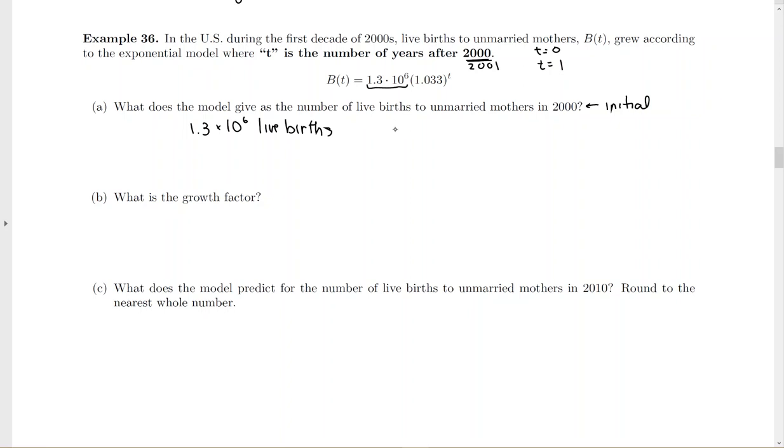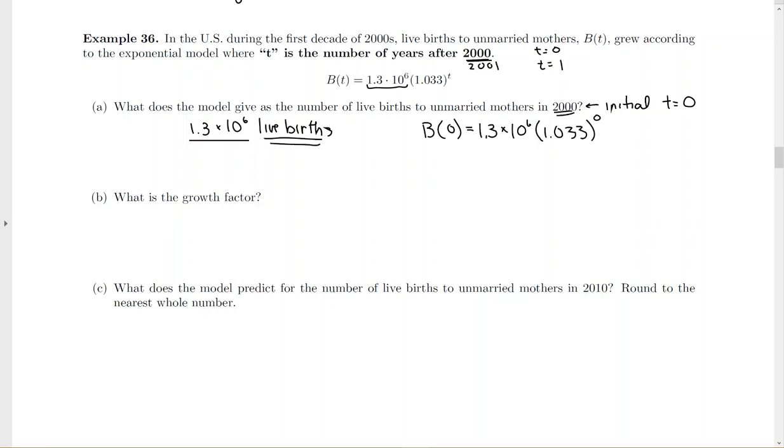Another way to compute that is the initial amount is when t equals 0, and I could plug in t is 0. So births at time t equals 0 is, and then I could use my calculator to compute this out as well, raised to the 0 power, because that's the year 2000. You don't plug in the year 2000 though. All right, and you'll come back to this number here, 1.3 times 10 to the 6. Make sure you put a unit label after your number so that we know what you're talking about.